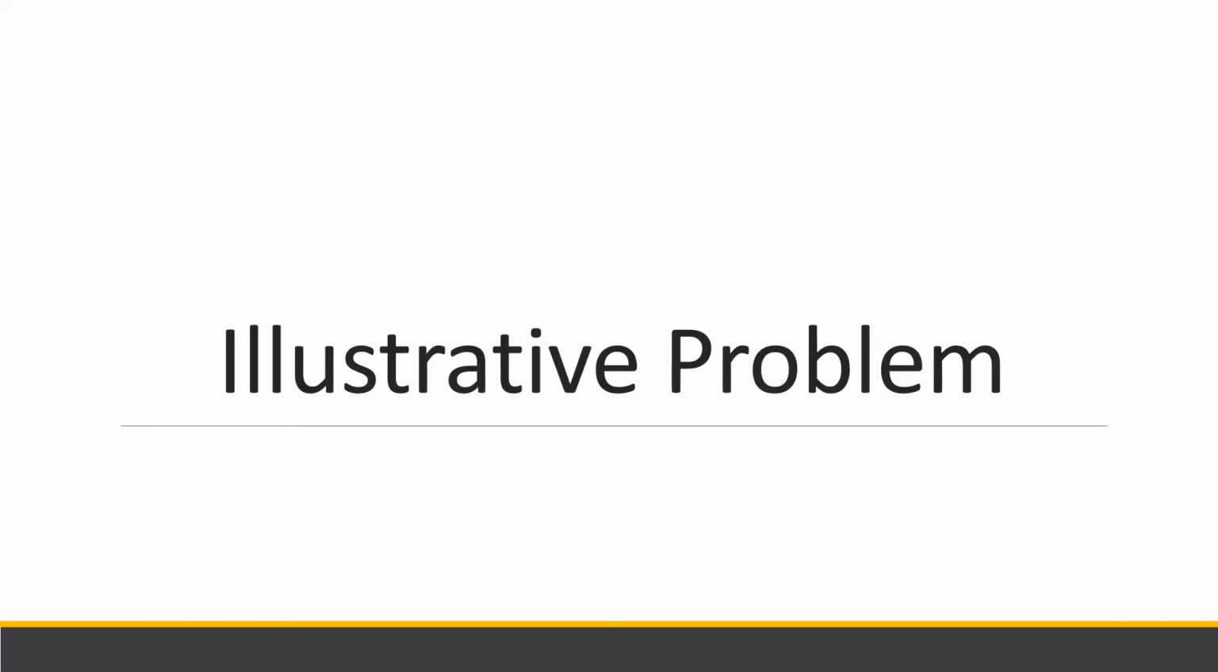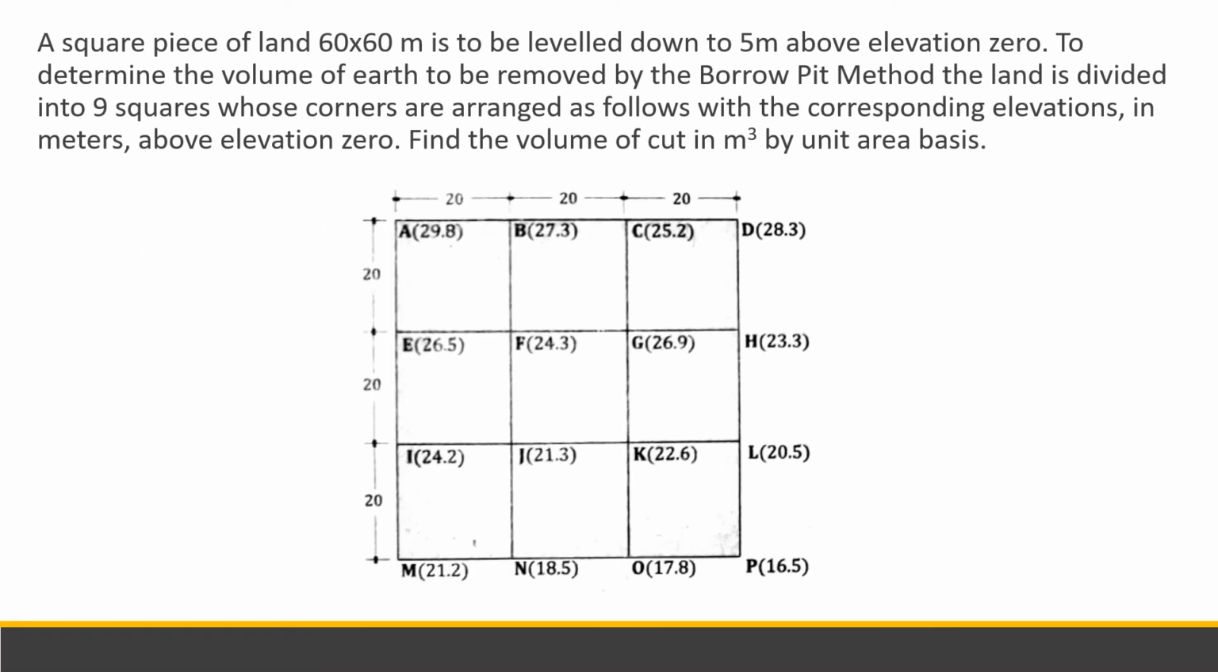So let's have some example. Okay, so a square piece of land 60 by 60 meters is to be leveled down to 5 meters above elevation 0. To determine the volume of earthwork to be removed by the borrow pit method, the land is divided into 9 squares whose corners are arranged as follows with the corresponding elevations. Elevations above elevation 0. So find the volume of cut in cubic meters by the unit area method or area basis.